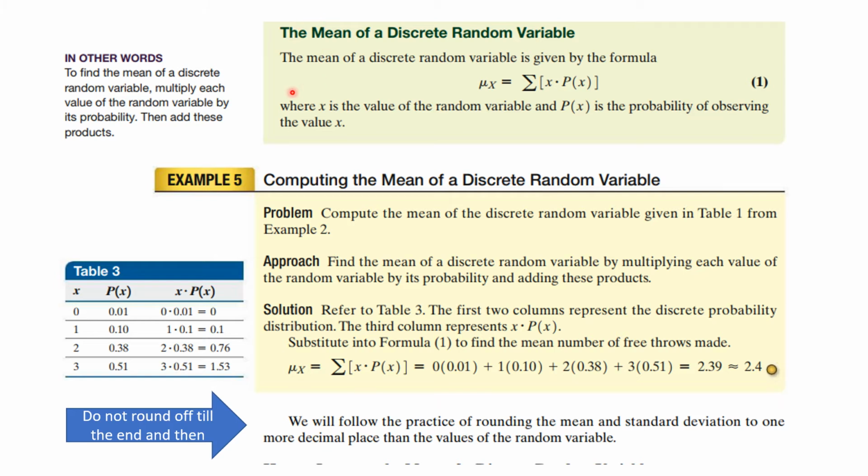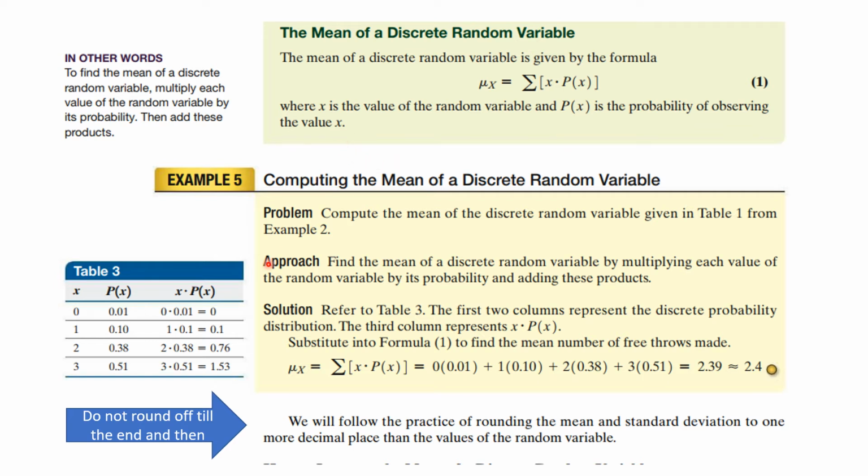Here's the formula. The mean of a discrete random variable is given by the formula mu sub x, and this is a population, by the way, is equal to the summation. You take x times p of x and add them up. That's what these symbols mean, where x is the value of the random variable and p of x is the probability of observing the value x.